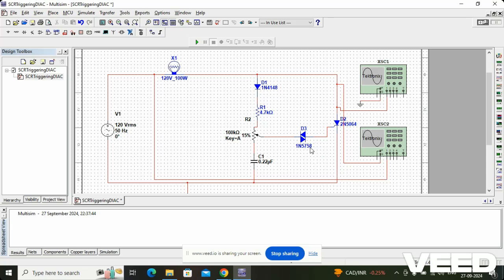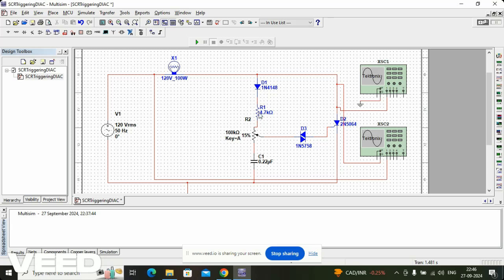What is a DIAC basically? A DIAC is a two-terminal device, and this is a diode for alternating current. A DIAC is used to trigger an SCR or TRIAC, right? In this circuit, this DIAC is triggering the SCR, and this is our R and RC firing circuit over here.